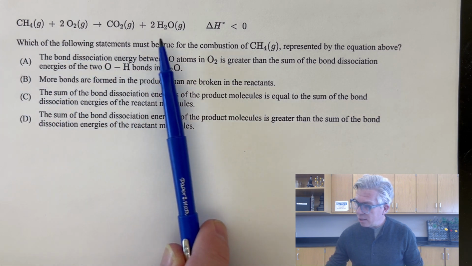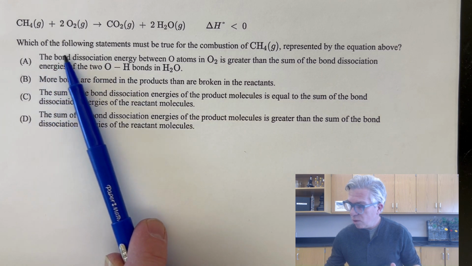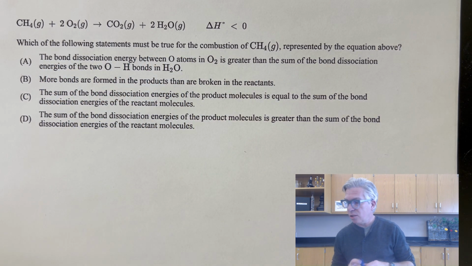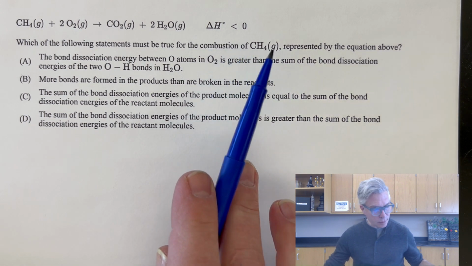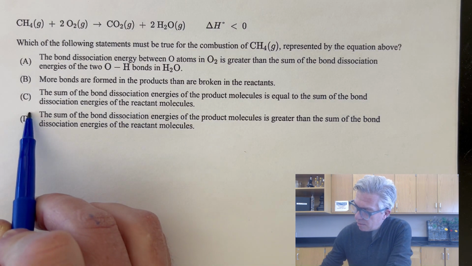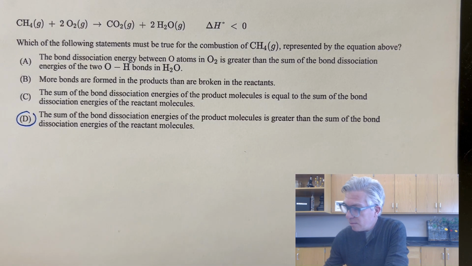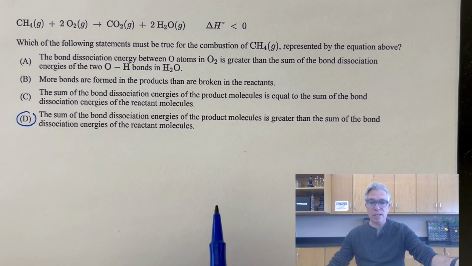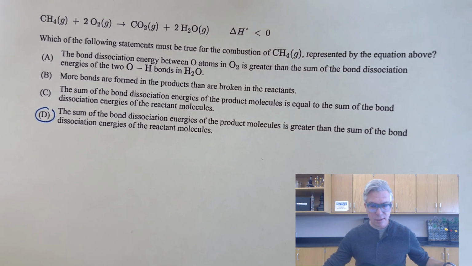So we've got a reaction of combustion of methane, looks like, and the delta H is less than 0. Which of the following statements must be true for the combustion of methane? Because it's exothermic, delta H is less than 0. That means, as I'm looking through my choices, that the sum of the bond energies of the product molecules is greater than the sum of the bond energies of the reactant molecules. We put a little bit of energy in to break the bonds, and we got a lot of energy out when the new bonds were formed.